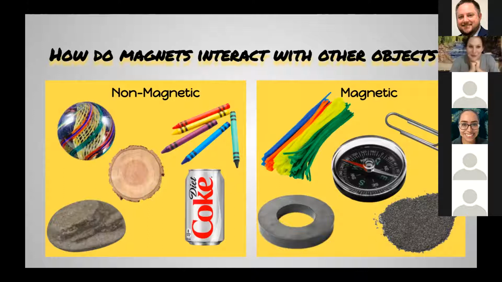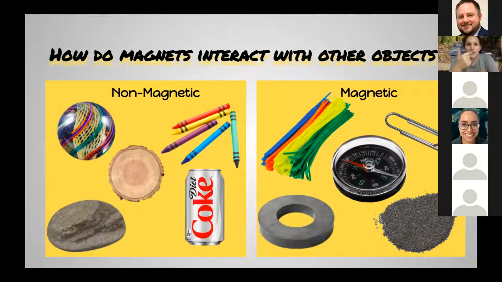Okay, hopefully you noticed that all those items that are magnetic have metal. So they all have metal in them. But you might also have noticed, hello, Ms. Schramm, that aluminum soda can is metal too, but it wasn't magnetic. That is because only some metals attract magnets.